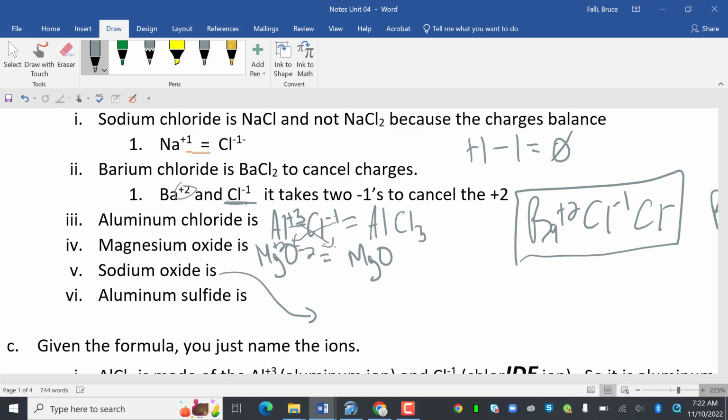Sodium oxide. We've done this. Sodium is plus 1. Oxide is minus 2. So then we have Na2O.